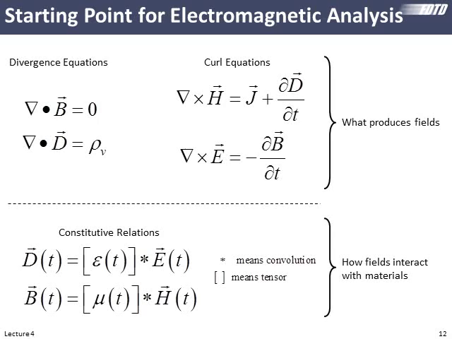But we have the constitutive relations. This is where the permeability and permittivity come in. And it turns out the D field is really a convolution between a time-changing permittivity and a time-changing electric field. And likewise, the B is a convolution between a time-changing permeability and the magnetic field H. So we can think of Maxwell's equations more as what produces fields. What field is inducing another field and how that works. The constitutive relations is really how it interacts with the materials. Now, the reality is these are happening together, so we can't physically separate them. We can certainly do it mathematically and ascribe some physical meaning to that.